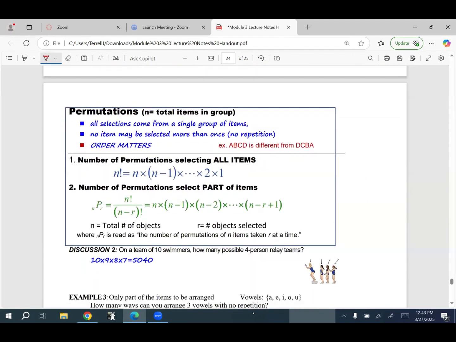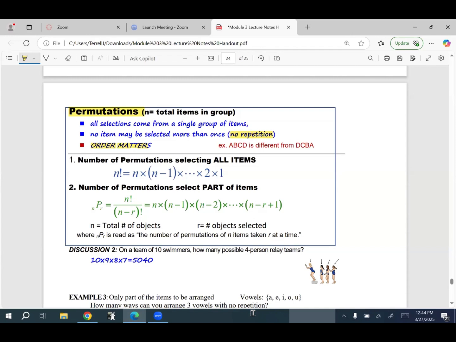So we're going to talk today about 2 different types of scenarios when we're talking about counting or arranging things. One of them is permutation, and the other we'll talk about in a little bit is combination. We would use permutation when you have no repetition and order matters. That's the most important thing to remember here. Permutation is used in a scenario where there should be no repetition, and the order matters.